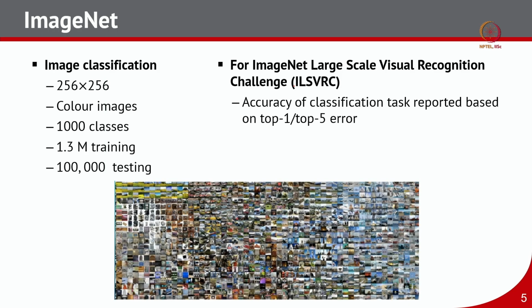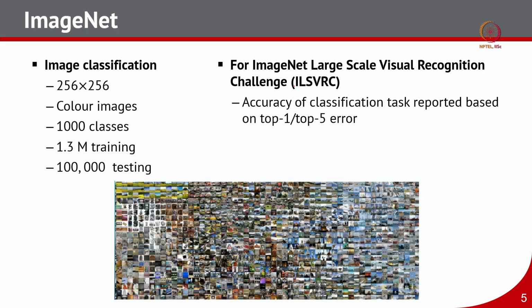After that, we discussed ImageNet. ImageNet is one of the latest datasets and a benchmark. Any new DNN that comes into the picture needs to be tested on ImageNet. It is also for image classification. Each image is 256 by 256, and they are all color images. There are in total 1000 classes, 1.3 million training images, and 100,000 testing images.